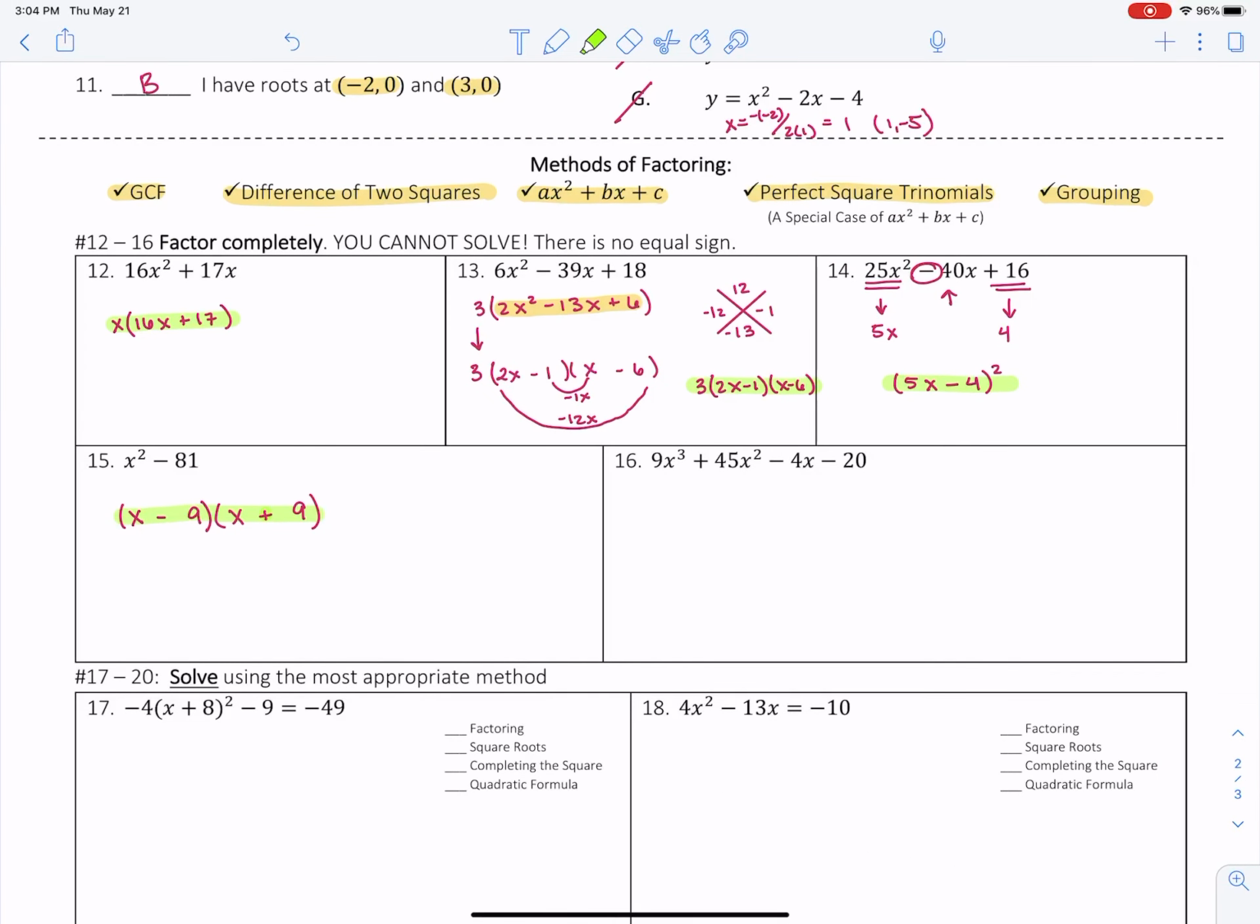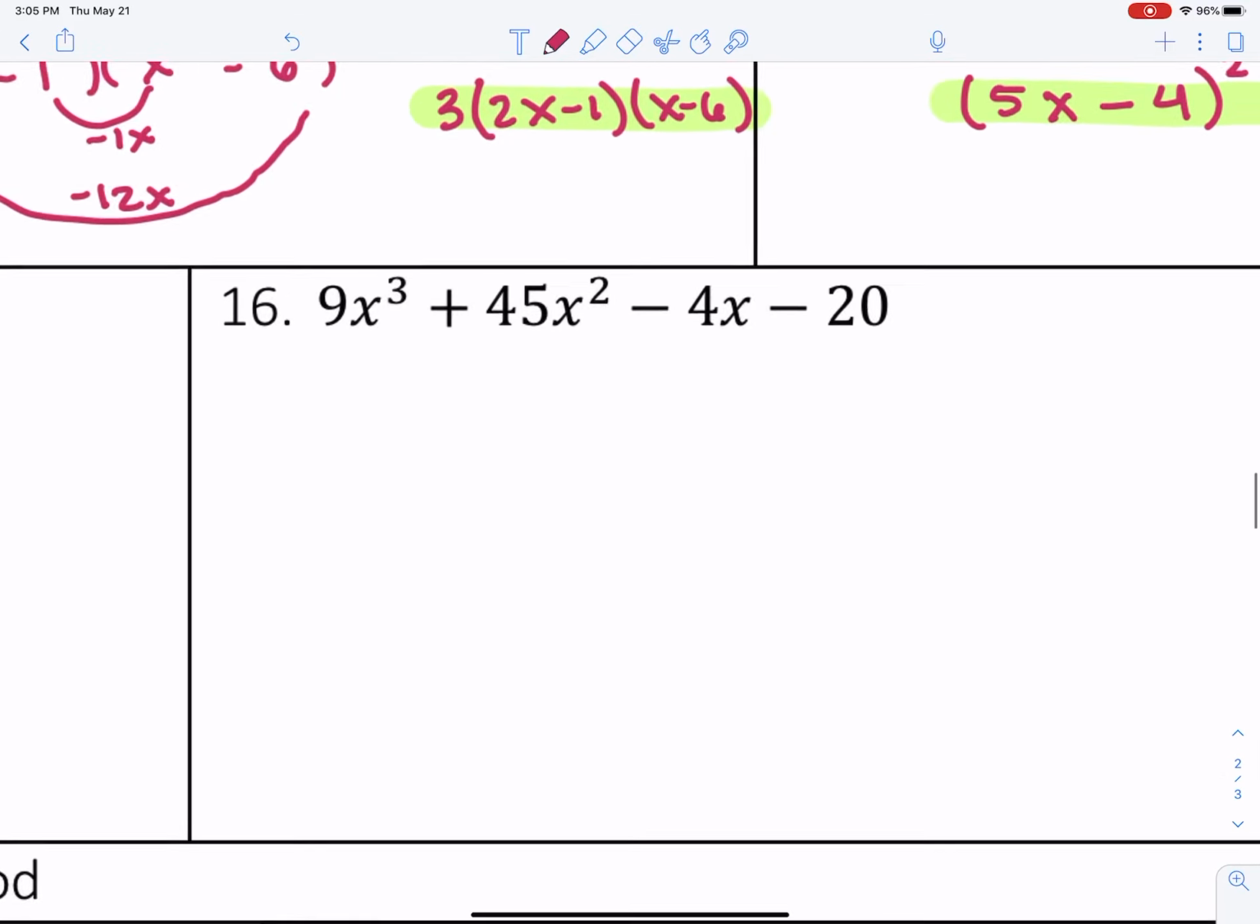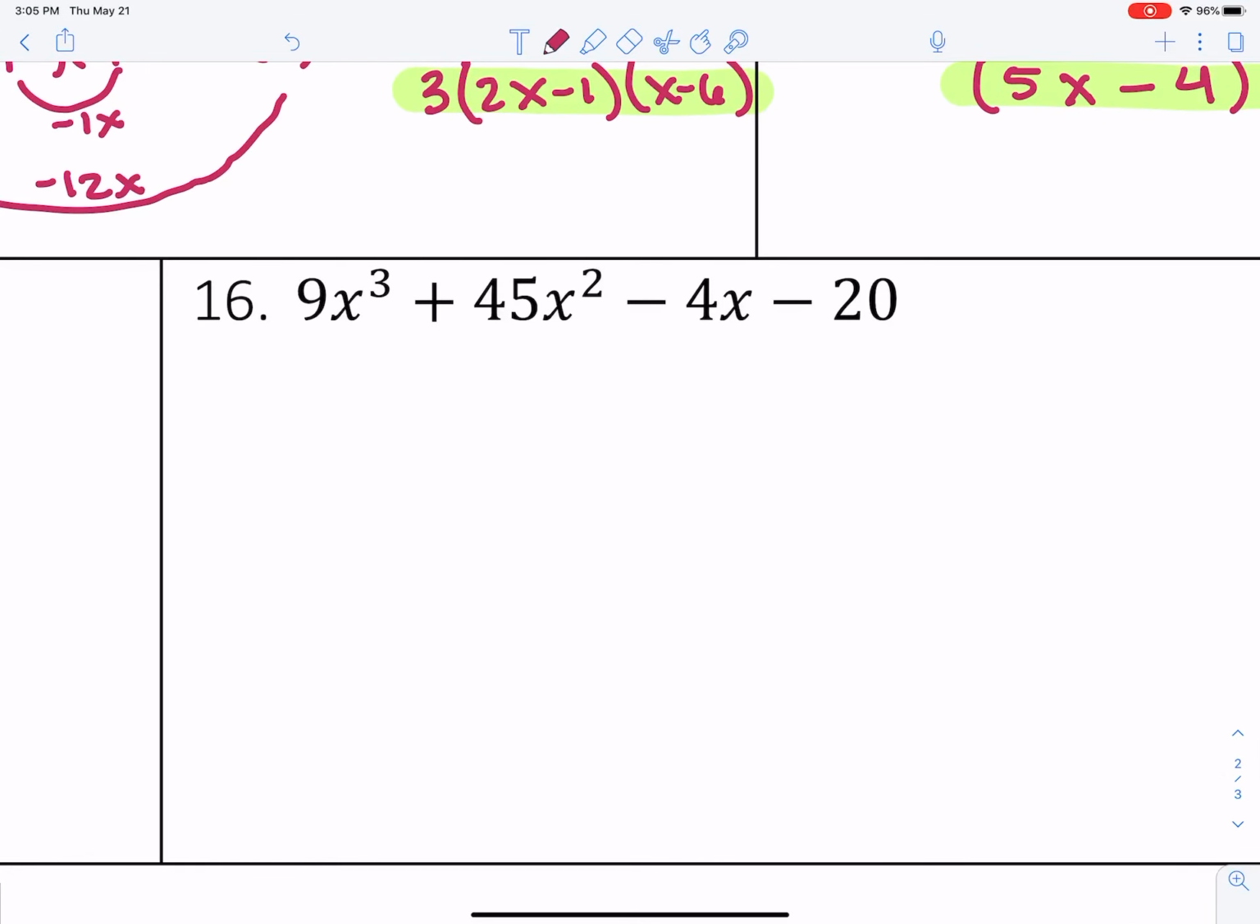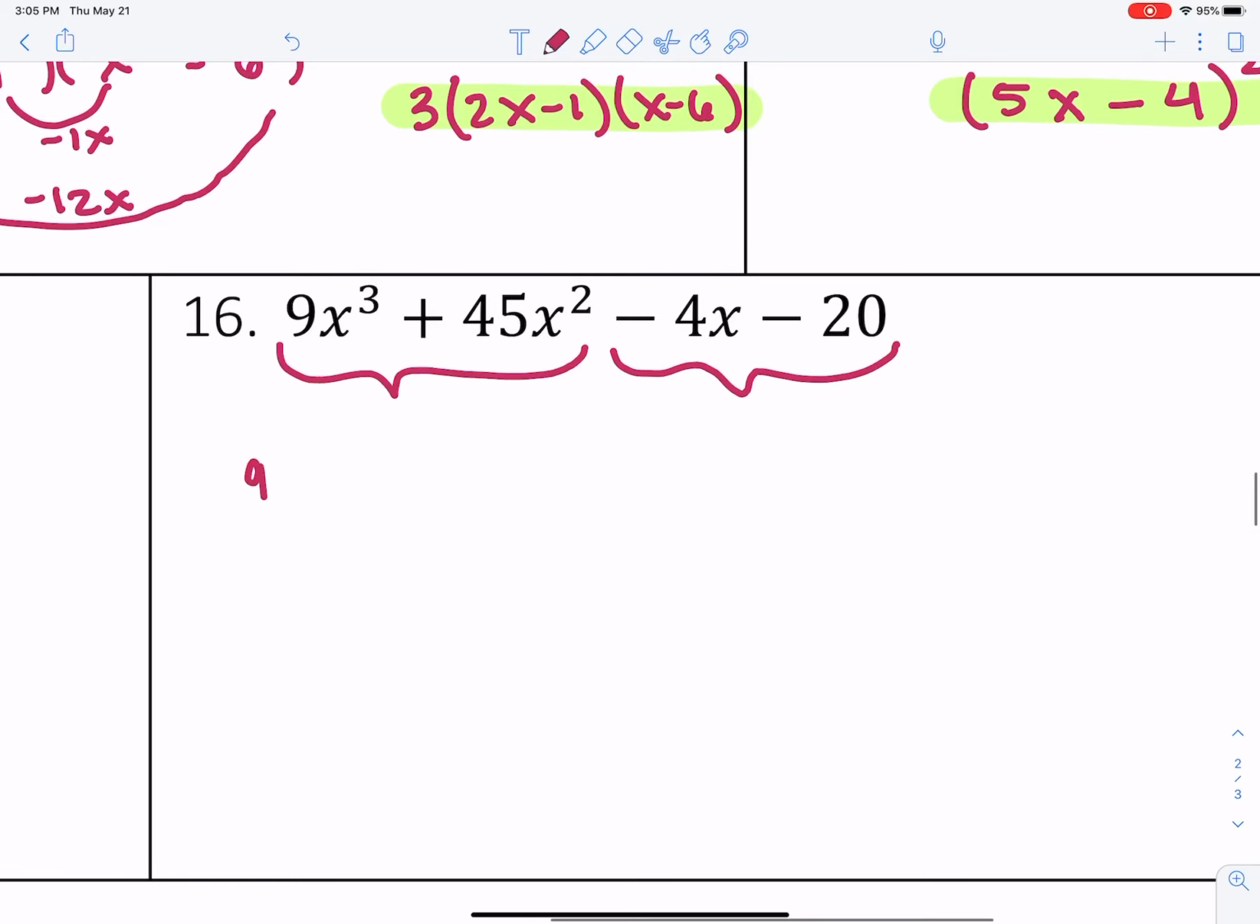Last guy here for factoring. It's 4 terms. We've done pretty much everything else. We're going to group this buddy. 4 terms, I'm automatically looking to group. There is a GCF in these first 2 terms. Hopefully you see it. So 9x cubed plus 45x squared. That gives me a GCF of 9x squared. We are left with x plus 5.